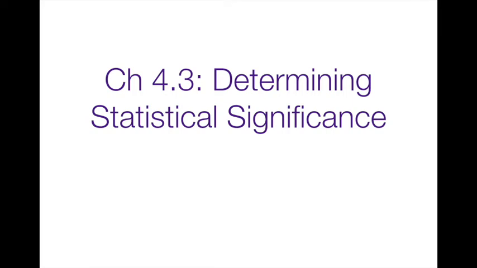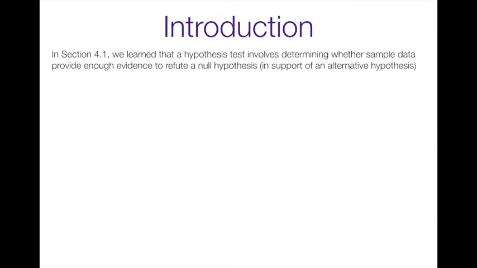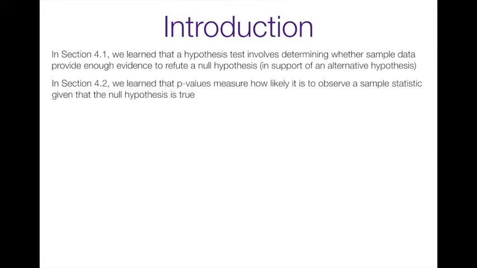Welcome to section 4.3. This section is called Determining Statistical Significance. In section 4.1, we introduced the basic concept of a hypothesis test. What is it? What is it used for? All that good stuff. In section 4.2, we introduced the basic concept of a p-value. How do I estimate one with StatKey, and how do I interpret it once I have one? Now we're going to tie those two ideas together.